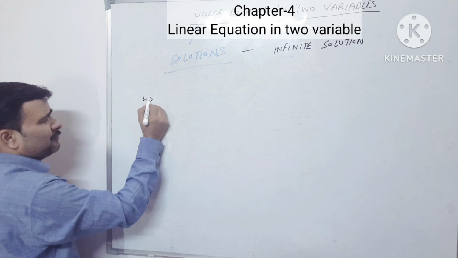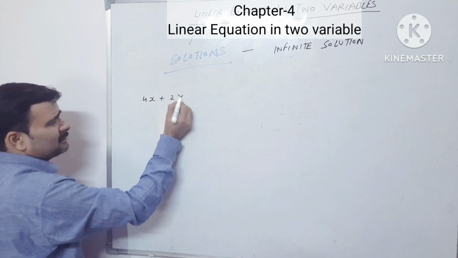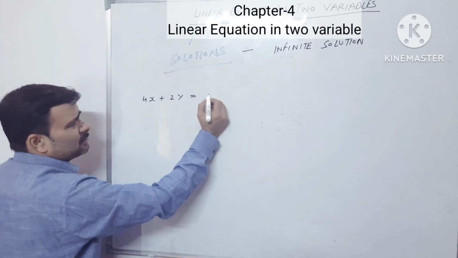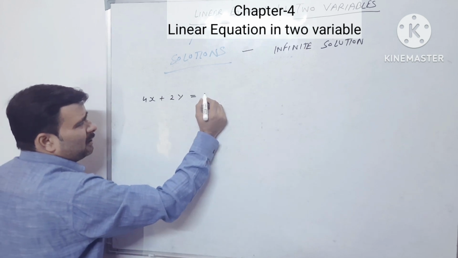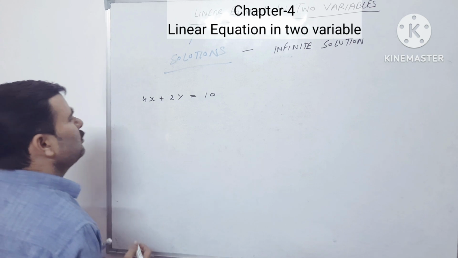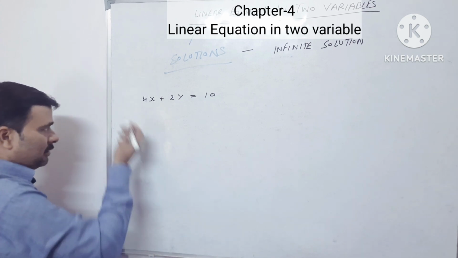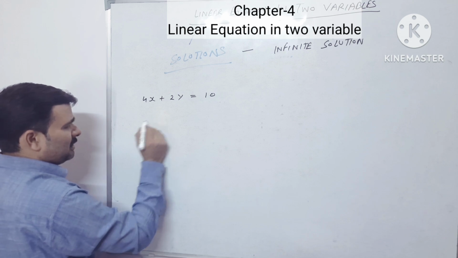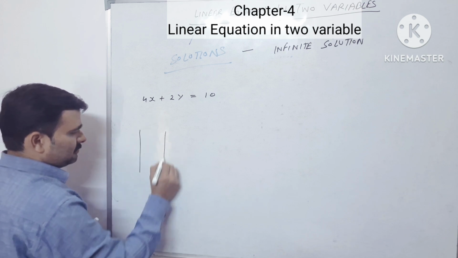Suppose we have an equation 4x plus 2y is equal to 10. Then what will be the value of x or y? Now let's make a chart.